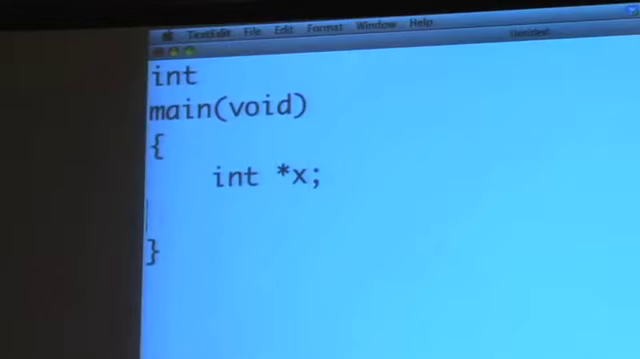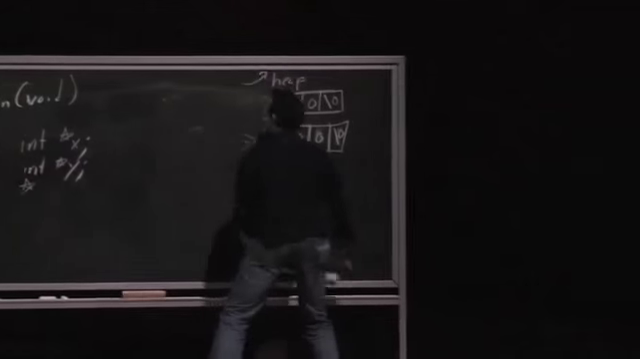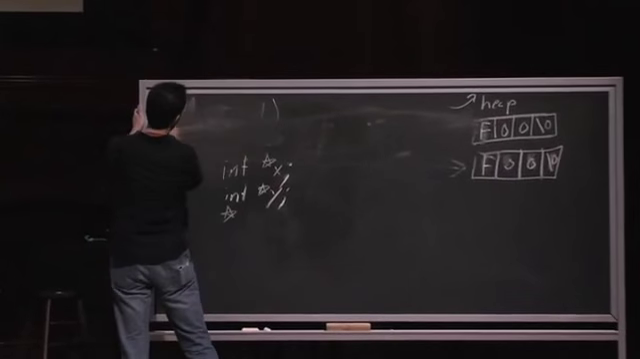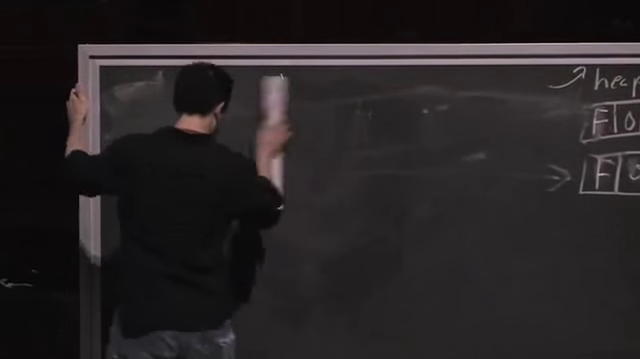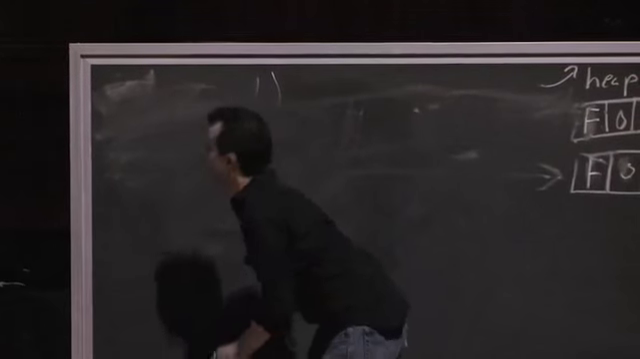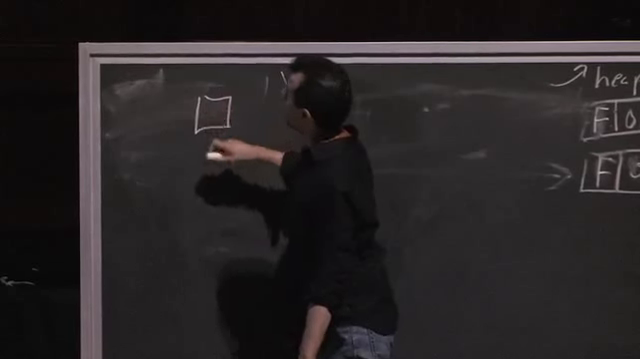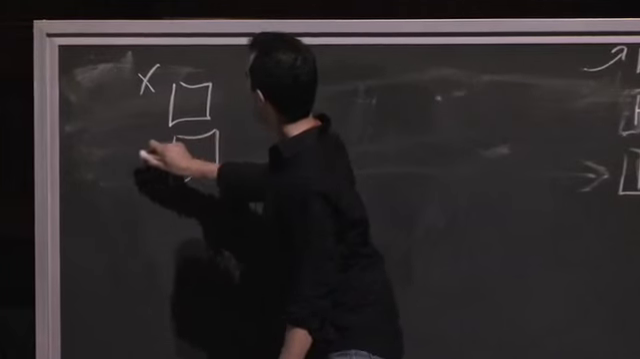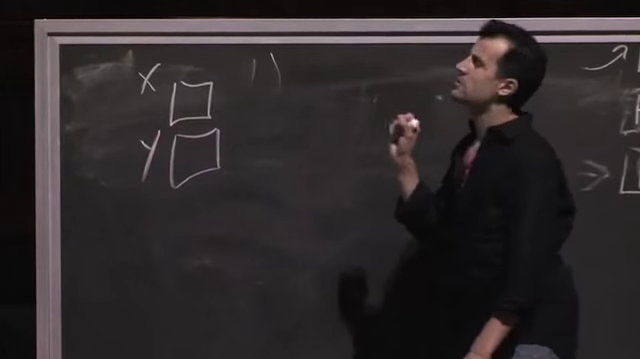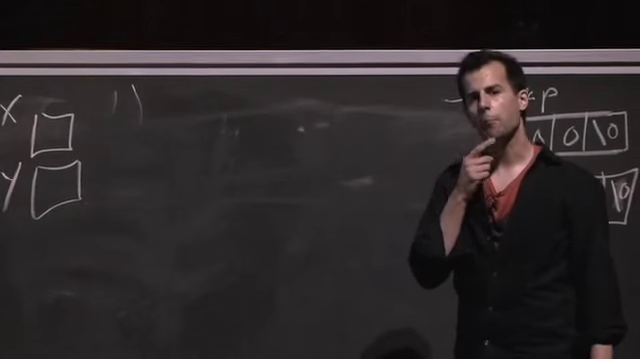So int star x. Now int star y. So now I'll use the board for things I can't really draw very well with the keyboard. So what does the memory of my program look like at the moment? Well, at this point, I have two boxes. A square, it's called x. Another square, it's called y. And now this time I'm doing pointers to ints, not pointers to char.